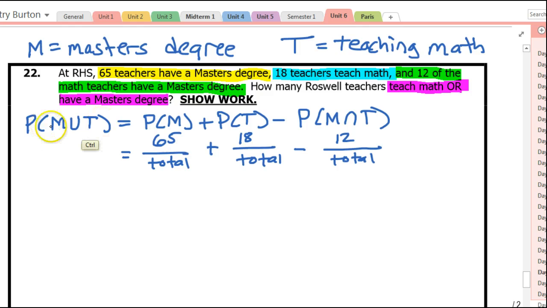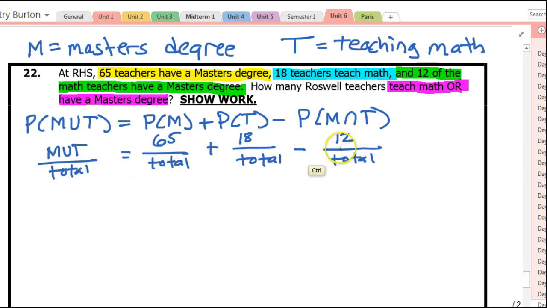Now, whatever this probability is that we're trying to find, how many teachers teach math or have a master's degree? That's M or T. Well, it would be this M or T over the total, right? Target over total. So here's the thing. Notice how all of these are over the total.